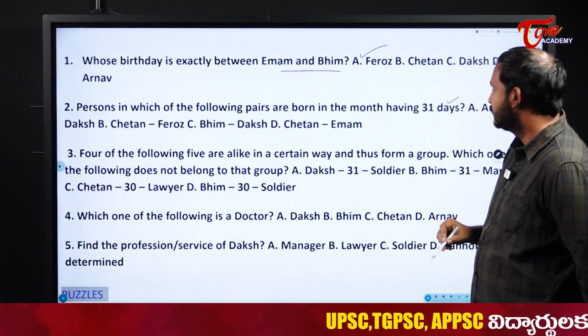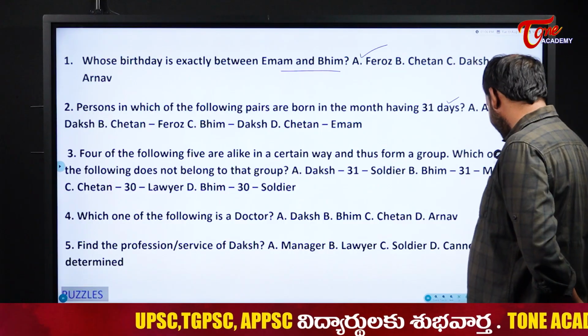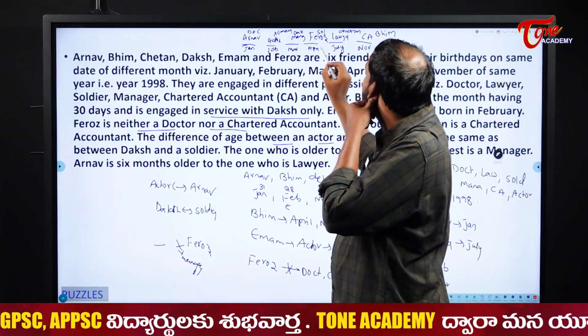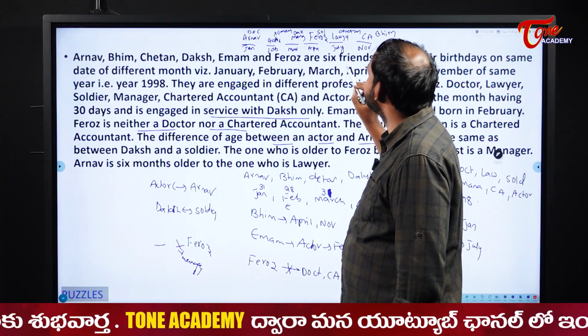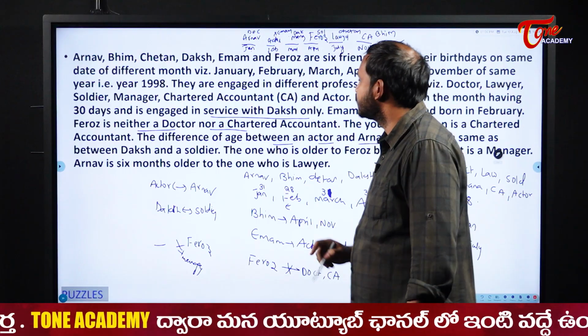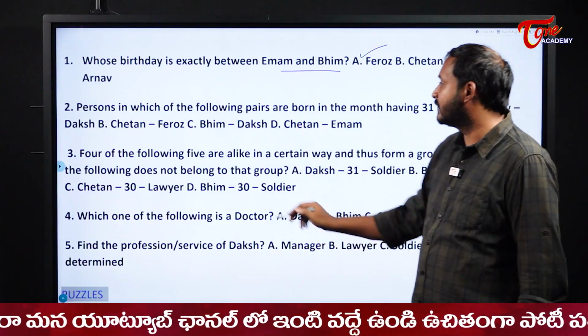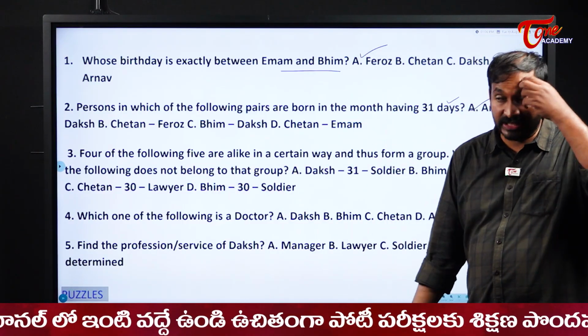Next, which of the following pairs are born in a month having 31 days? Who? Arnav, Daksh. Arnav 31 days, Daksh 31 days. Yes, the first option is correct for us here. Arnav and Daksh.